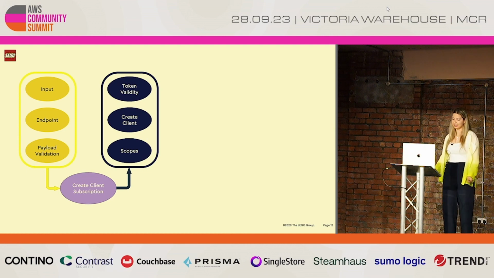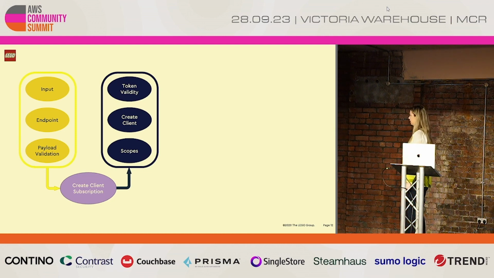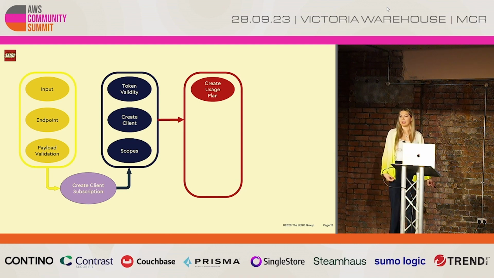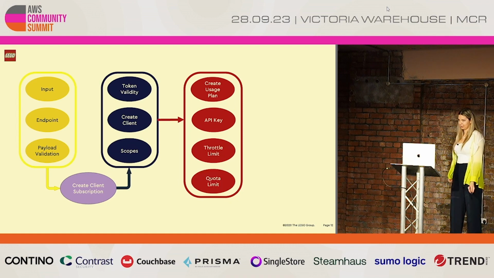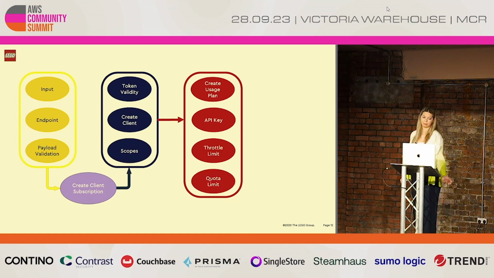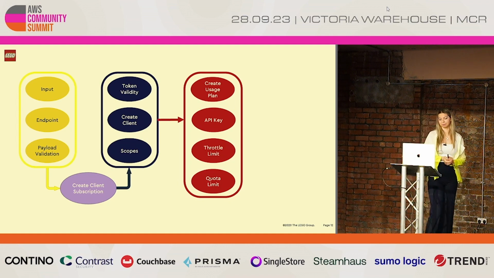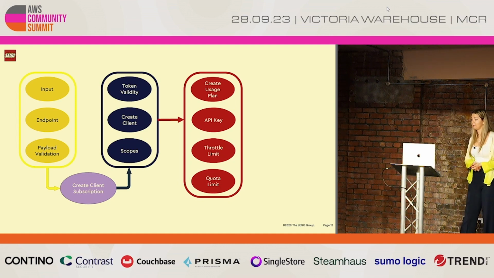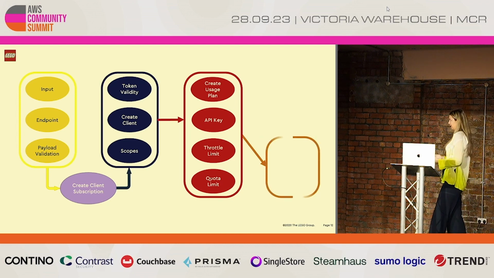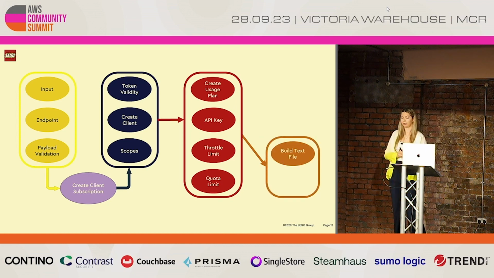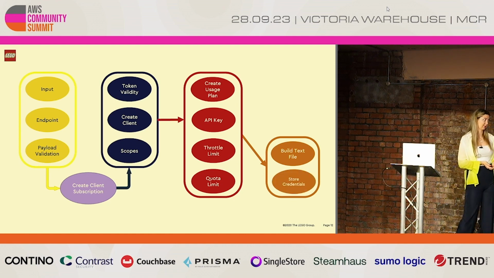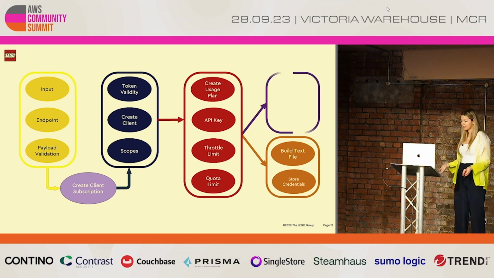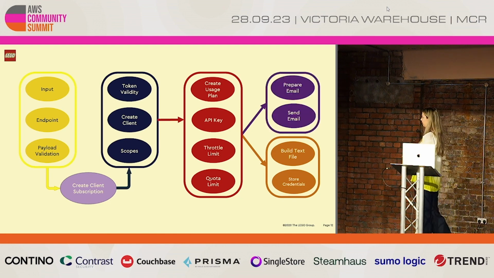Once we have this client and the client secret that comes with it, we can then move on and create our usage plan, our API key, set our limits to make sure that we have a bit of control of how many access points we have throughout the day for our API. And then once we've generated everything, we can use a script to prepare a text file and then store those credentials in the text file in a secure way. And then last but not least, we will prepare the email and send that through to the client.